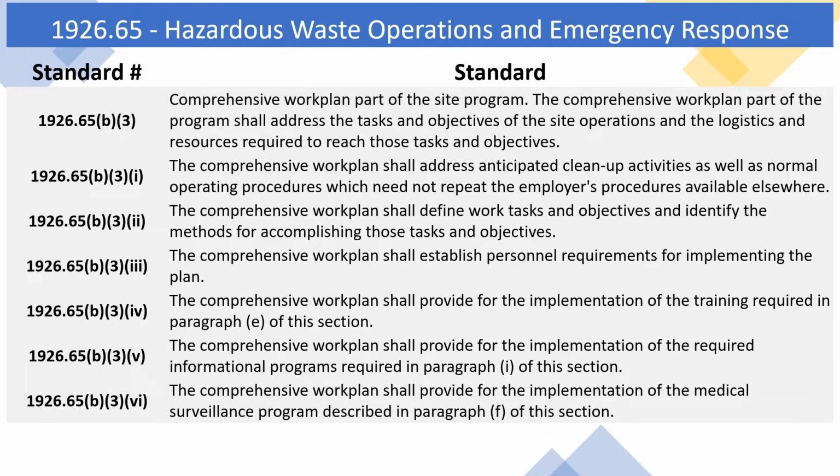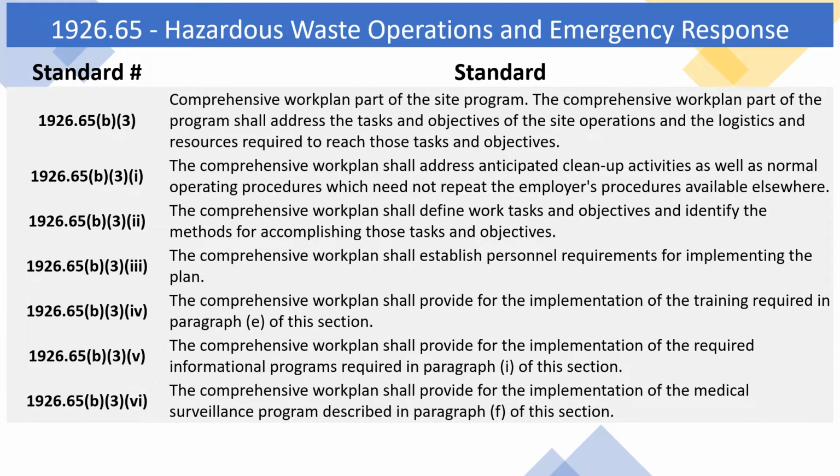1926.65(b)(3)(i). The comprehensive work plan shall address anticipated cleanup activities as well as normal operating procedures, which need not repeat the employer's procedures available elsewhere. 1926.65(b)(3)(ii). The comprehensive work plan shall define work tasks and objectives and identify the methods for accomplishing those tasks and objectives.